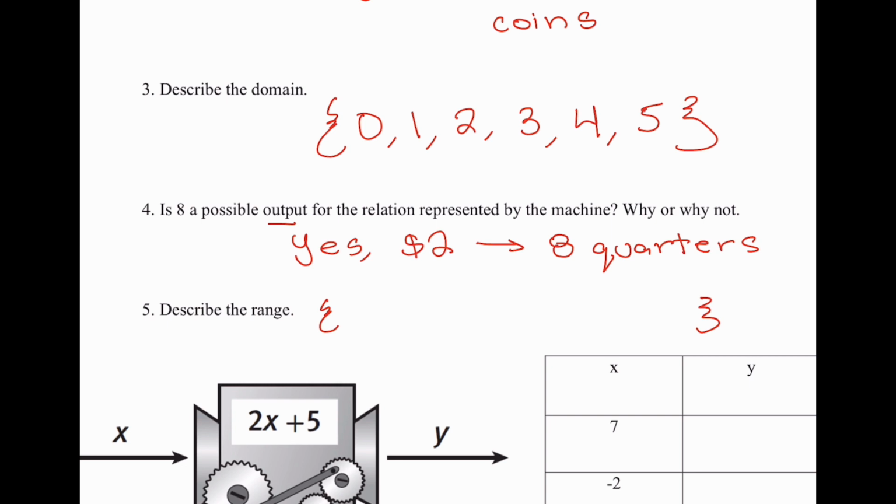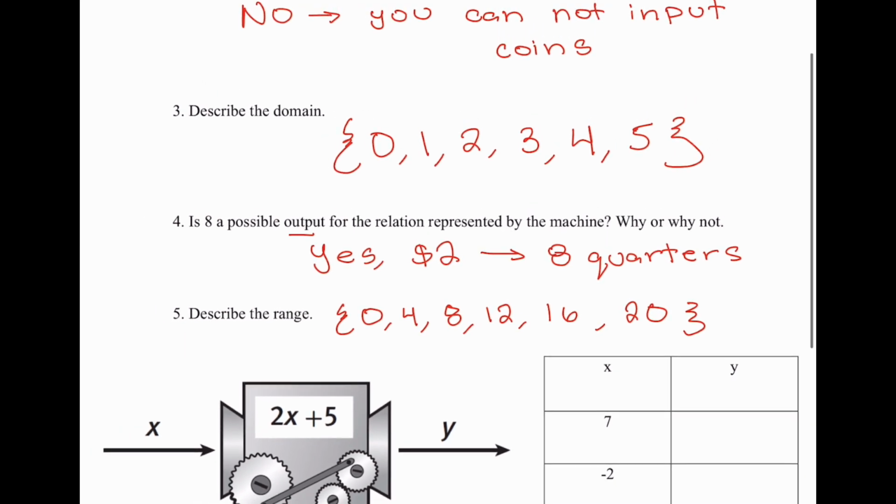So let's use our domain. If I put in $0, I will get 0 quarters. If I put in $1, I'll get 4 quarters. If I put in $2, I'll get 8 quarters. $3 will give me 12 quarters. $4 will give me 16 quarters. And $5 will give me 20 quarters. That is the maximum amount of quarters I can get because I can only put in $5.